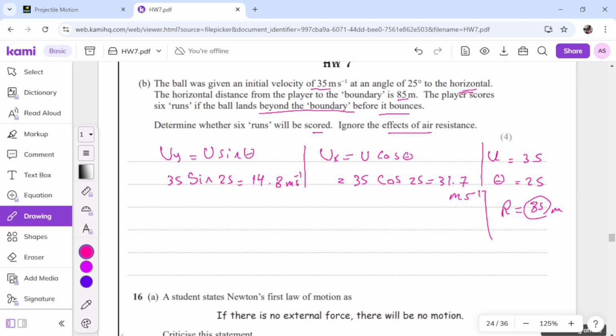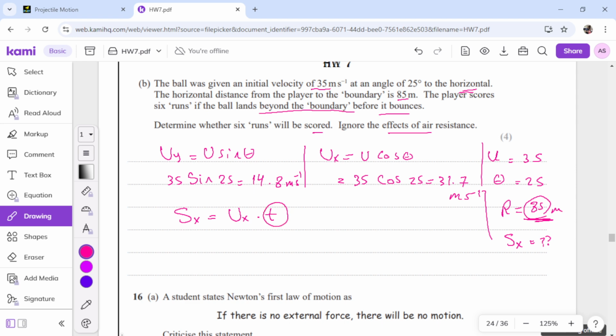So what it means, we have to find the range or the horizontal distance moved. If it's greater than or equal 85, then we have a record. Okay, the player will record a goal. So first I will start with Sx, which is equal Ux multiply time, but we don't have time.